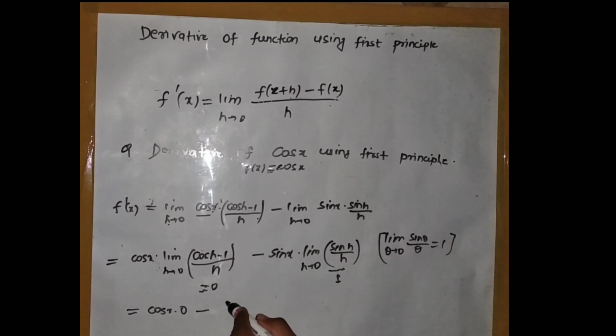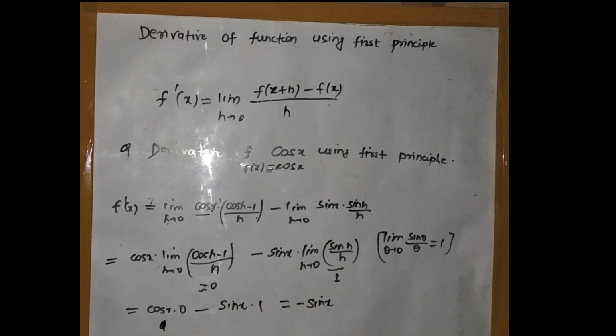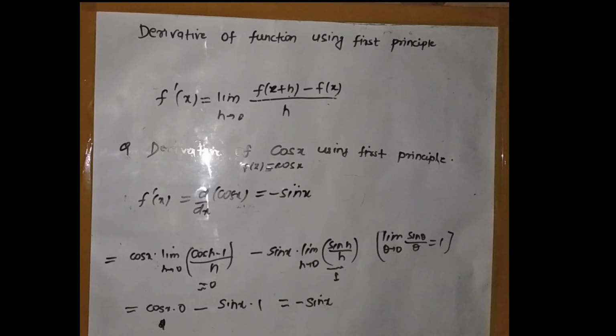So sin x into 1, so minus sin x. So derivative of cos x equal to minus sin x. This is the standard relation.